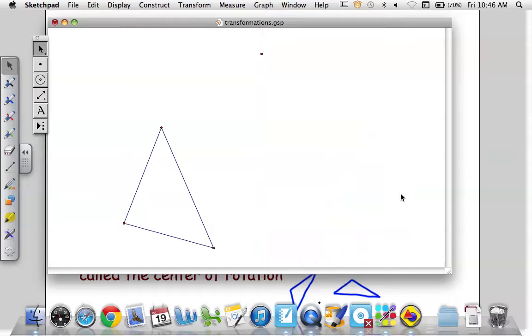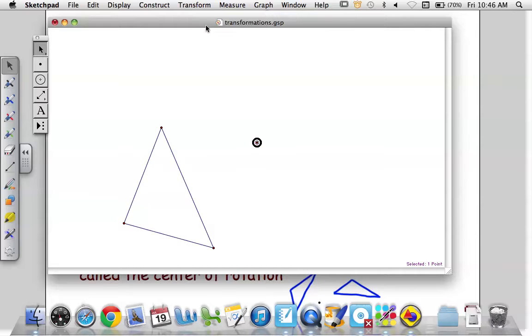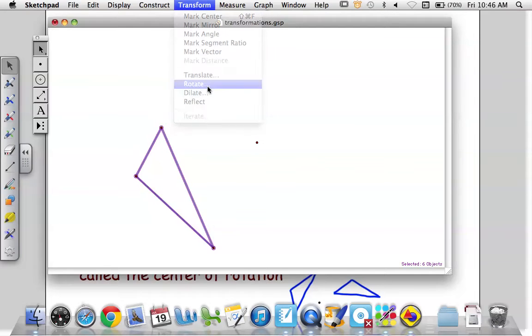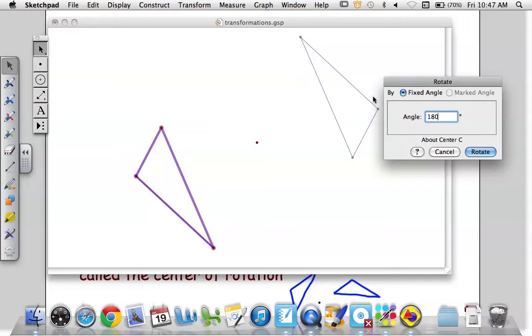Alright. And the last thing that I could do, remember, was a rotation. So I'm going to highlight this point, and I'm going to mark that as my center. A rotation always has to have a center of rotation. And I'm going to highlight my triangle, and I'm going to transform by rotating it. Right now I have it going at an angle. It's going at 90 degrees, and you notice it's going sort of counterclockwise, rotating at 90 degrees. You can change the angle to 180 degrees. It'll end up on the other side of that point, but in a rotation sense.